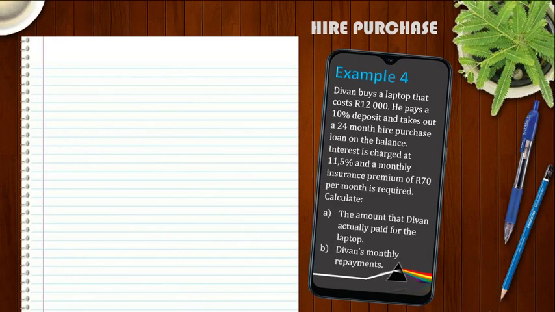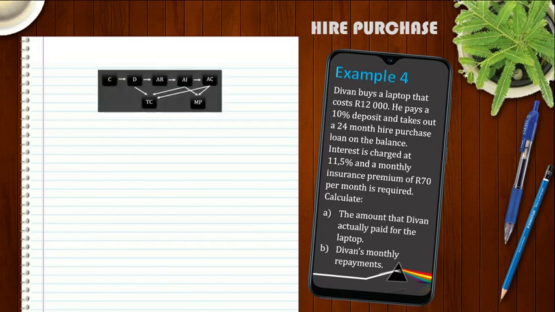Right, now for example 4, Divan buys a laptop that costs 12,000 Rand. He pays a 10% deposit and takes out a 24-month hire purchase loan on the balance. Interest is charged at 11.5% and a monthly insurance premium of 70 Rand per month is required. Calculate A, the amount that Divan actually paid for the laptop, and B, Divan's monthly repayments. Right, so let's take out our mind map.